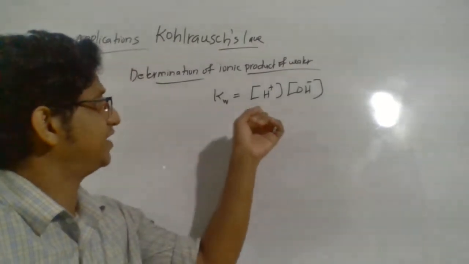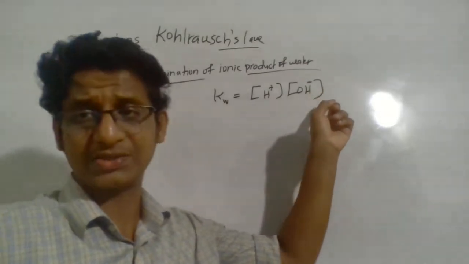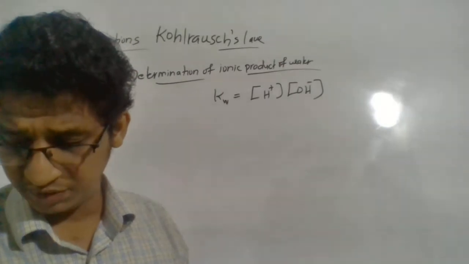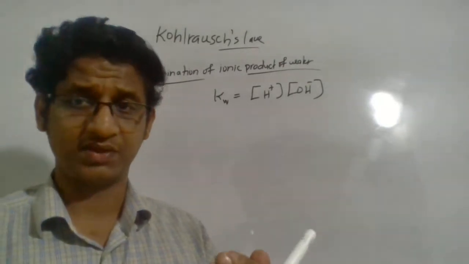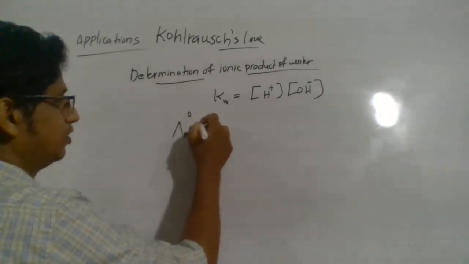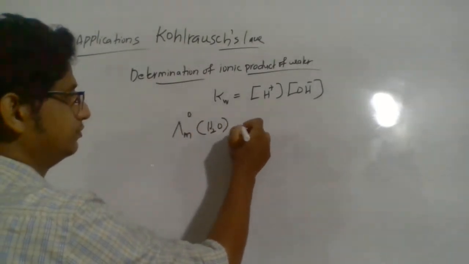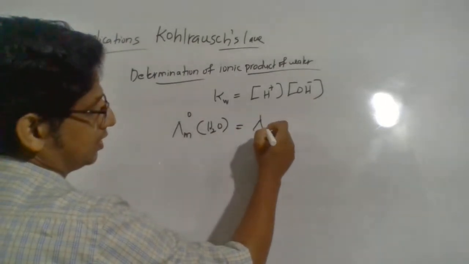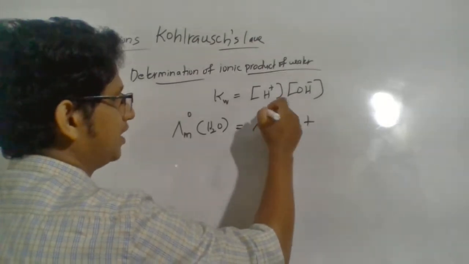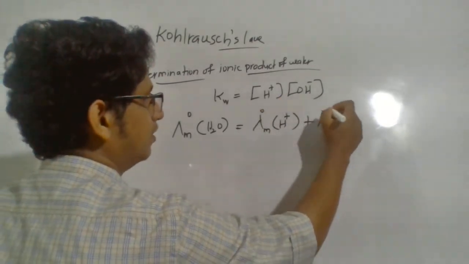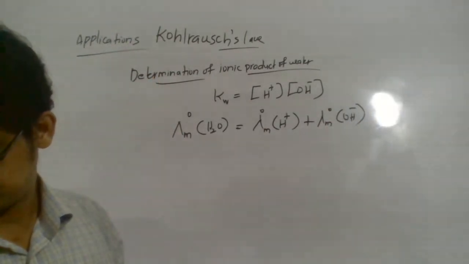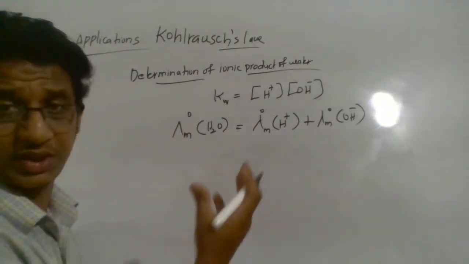So if you have the value of H plus and the concentration of OH minus, you can find the ionic product of water as well. All you need to know is the value of molar conductivity at infinite dilution. Lambda m0 of water will be equal to lambda m of H plus at infinite dilution plus lambda m of OH minus at infinite dilution. Now, using Kohlrausch's law, you can find it.